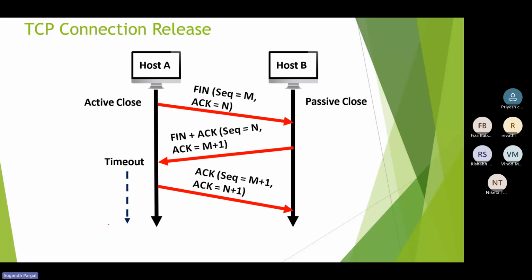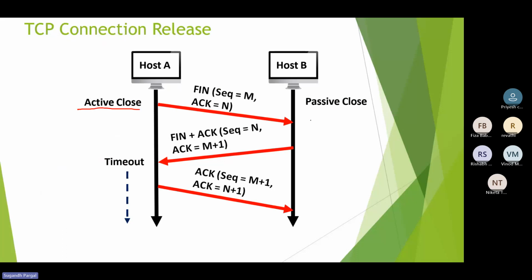Now we see how the TCP connection release is done. It is done in a similar manner: it sends the FIN request, that is finish, with sequence number n and acknowledgement n. Then this is the active close. That means this is the last packet that has been sent from host A to host B.